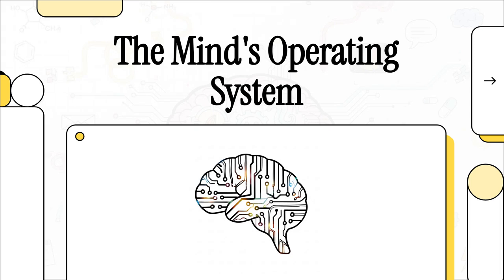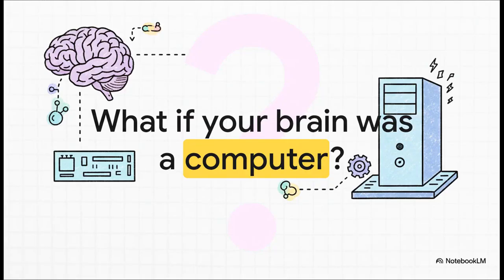All right, let's boot up what is, without a doubt, the most complex operating system on the entire planet, the human mind. And in this explainer, we're going to crack open the code of psychiatry and look at it in a way you might not have before. So let's start with a really simple but kind of profound question. What if your brain was a computer?